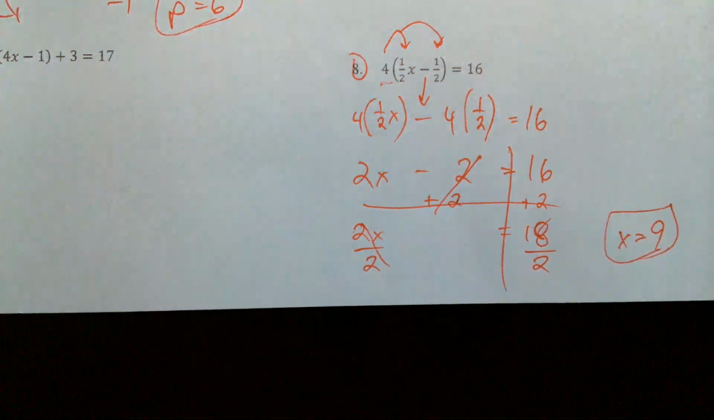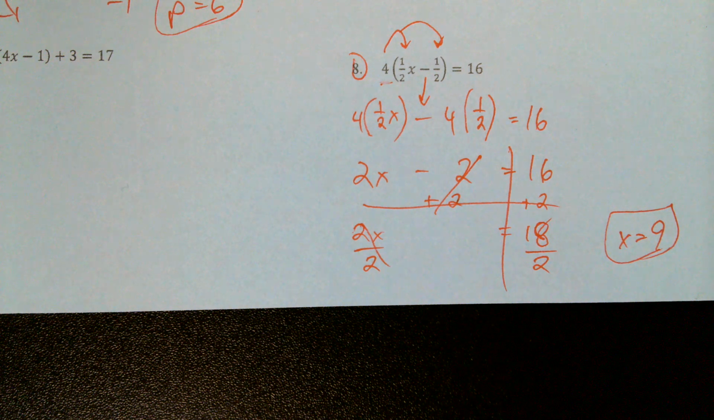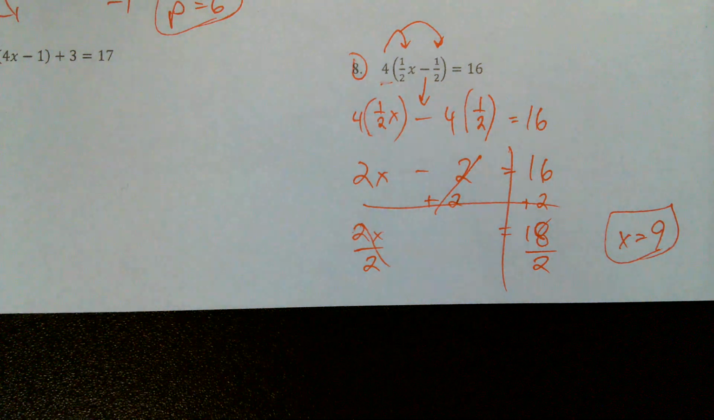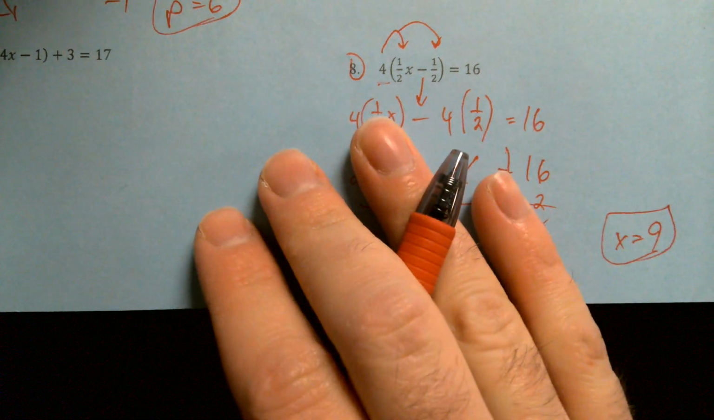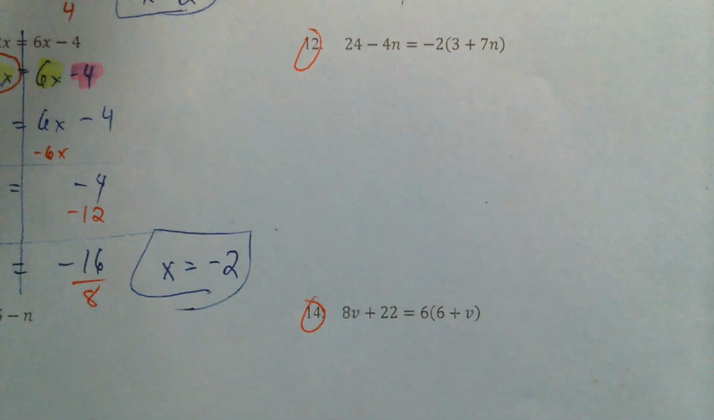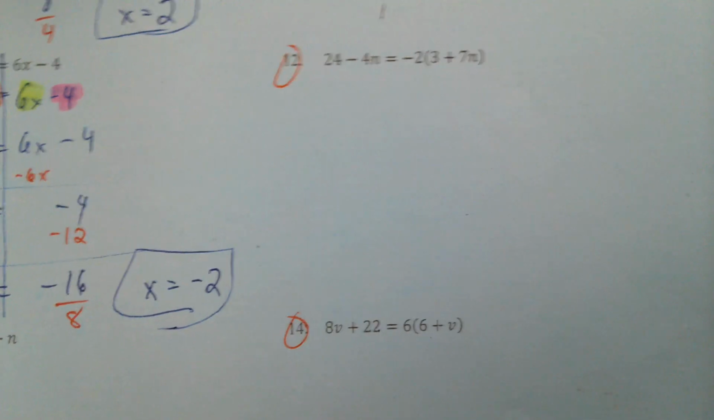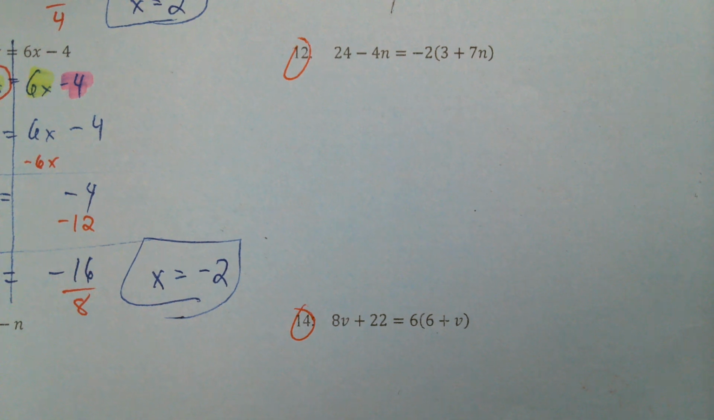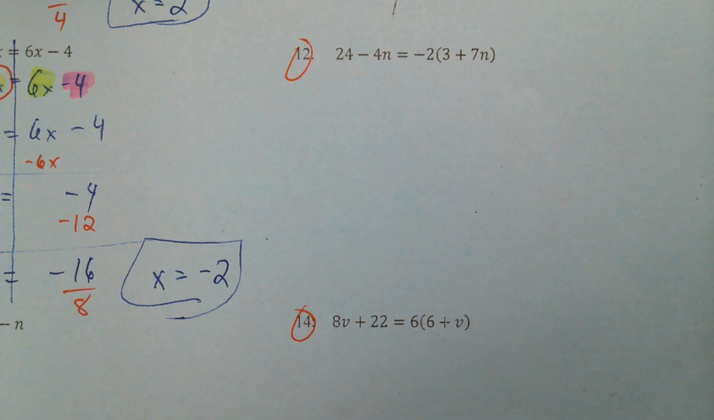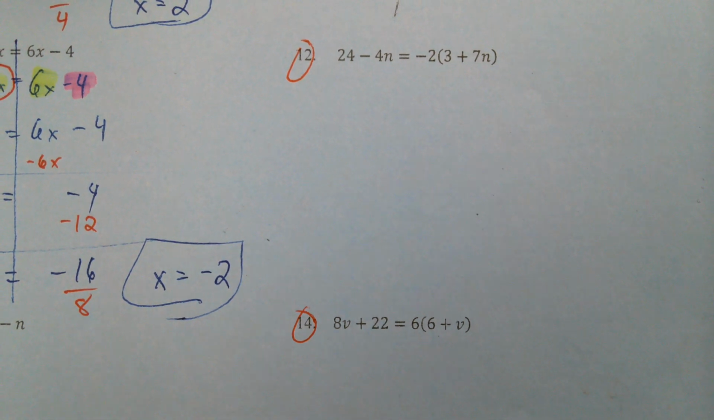Any questions I can answer on that? Perfect. Take a look at the back. We got 2 on the back, number 12 and 14. What are we going to distribute in number 12? There's a lot going on here. What number is the distributing number?